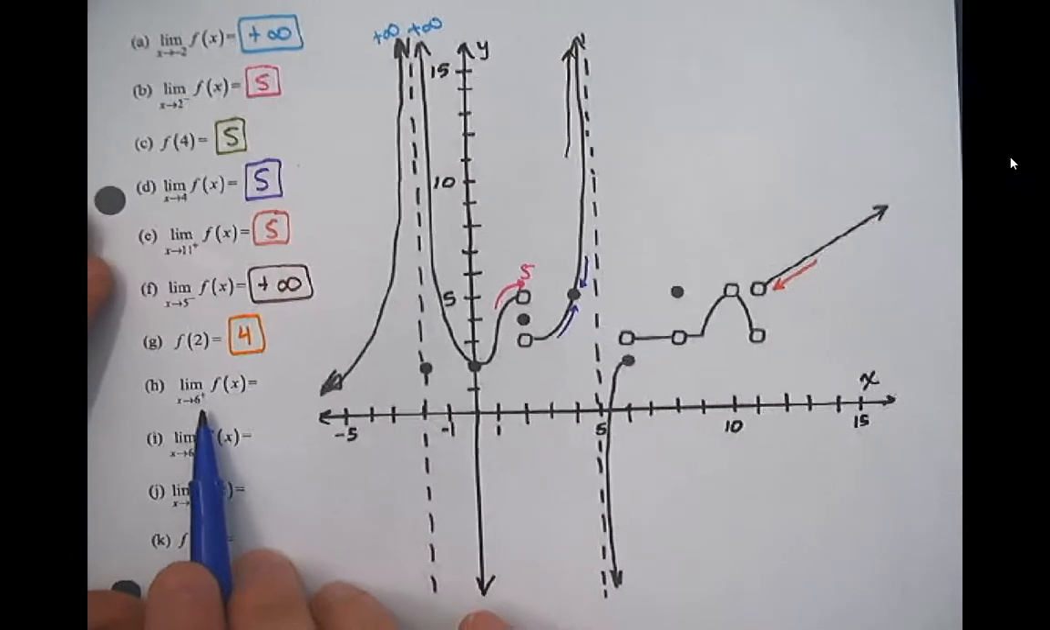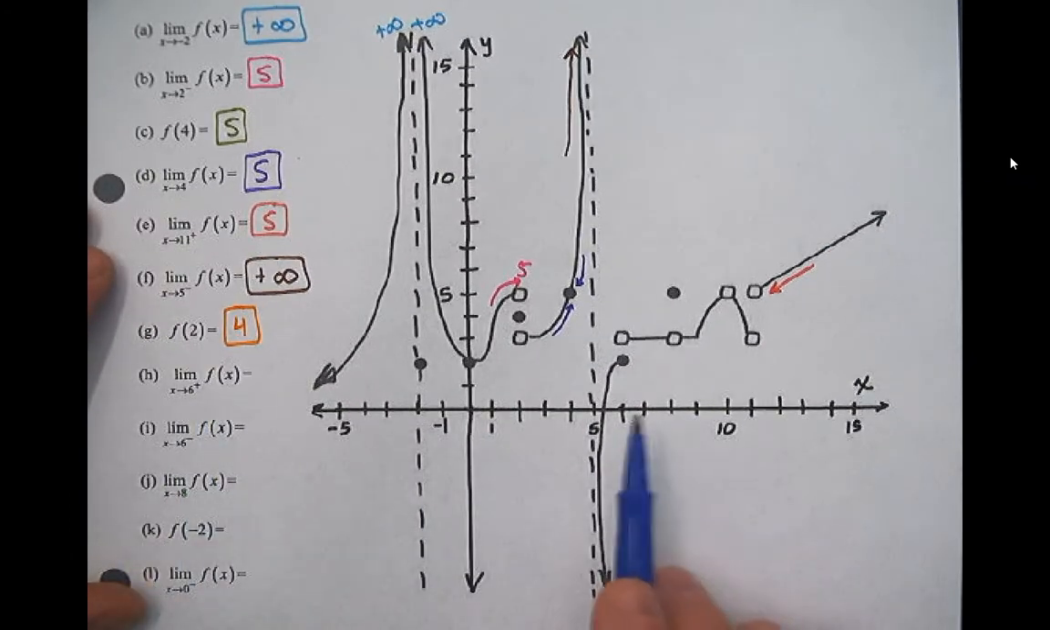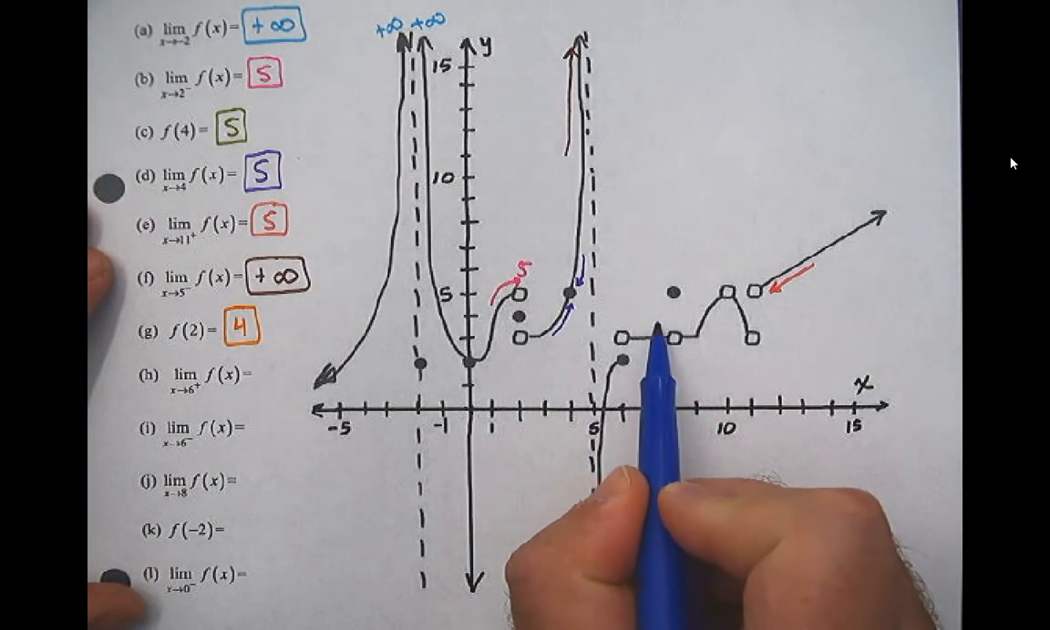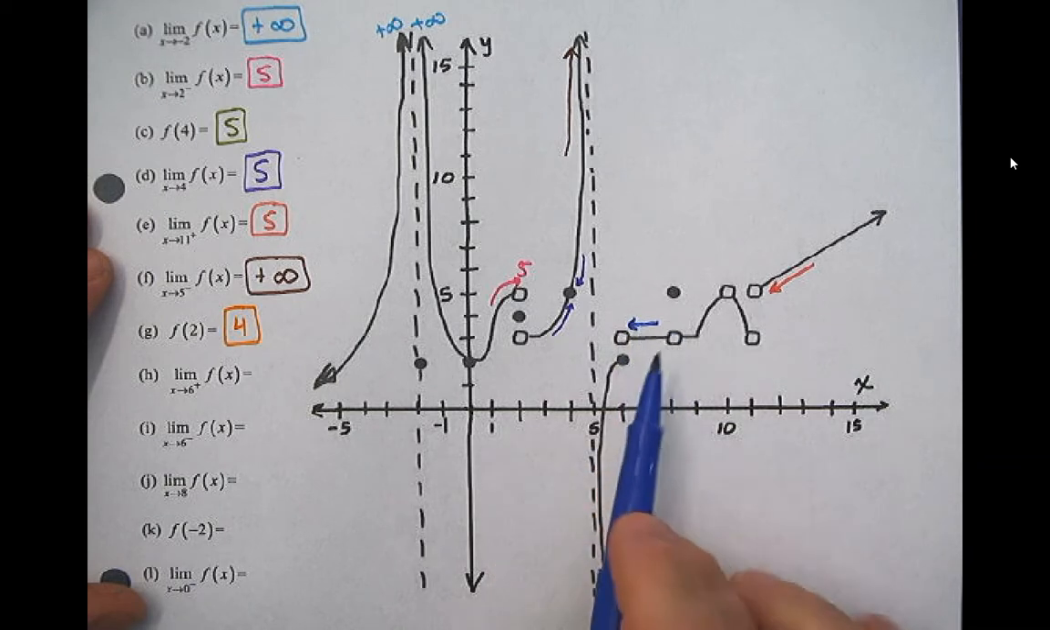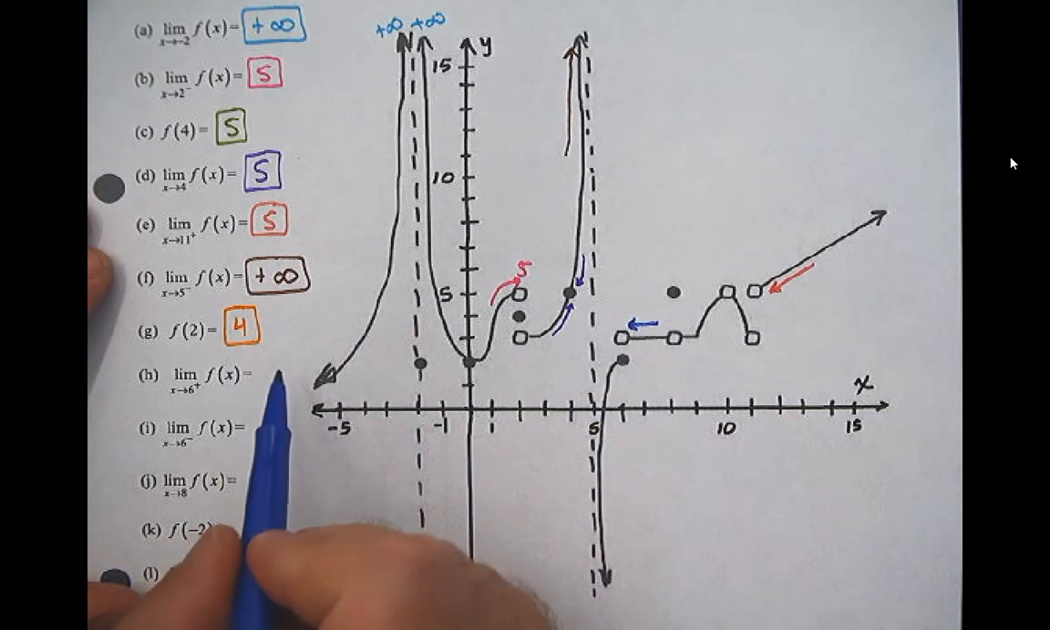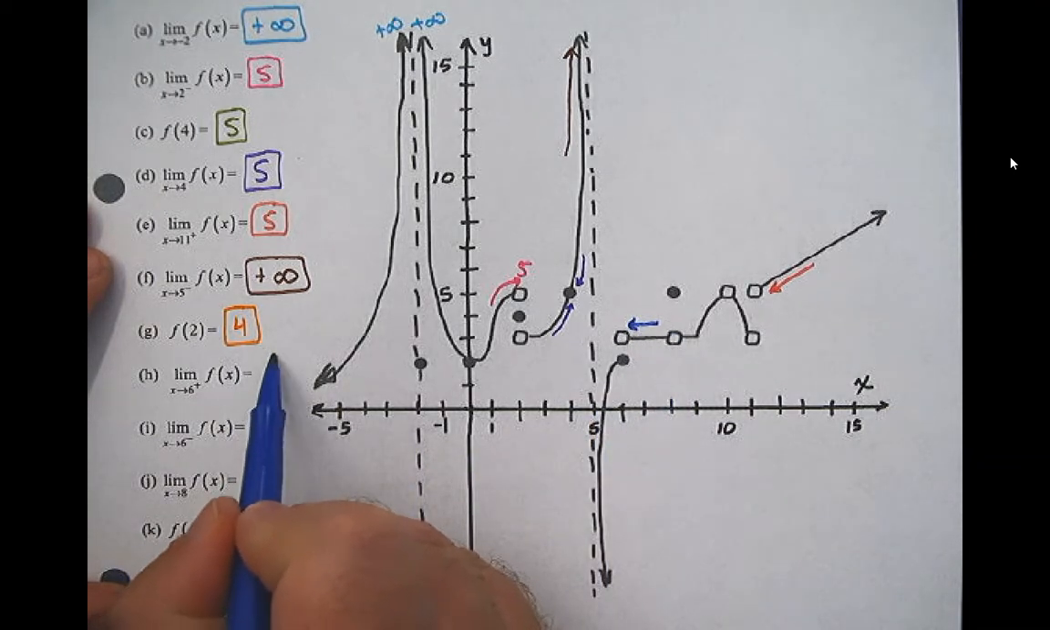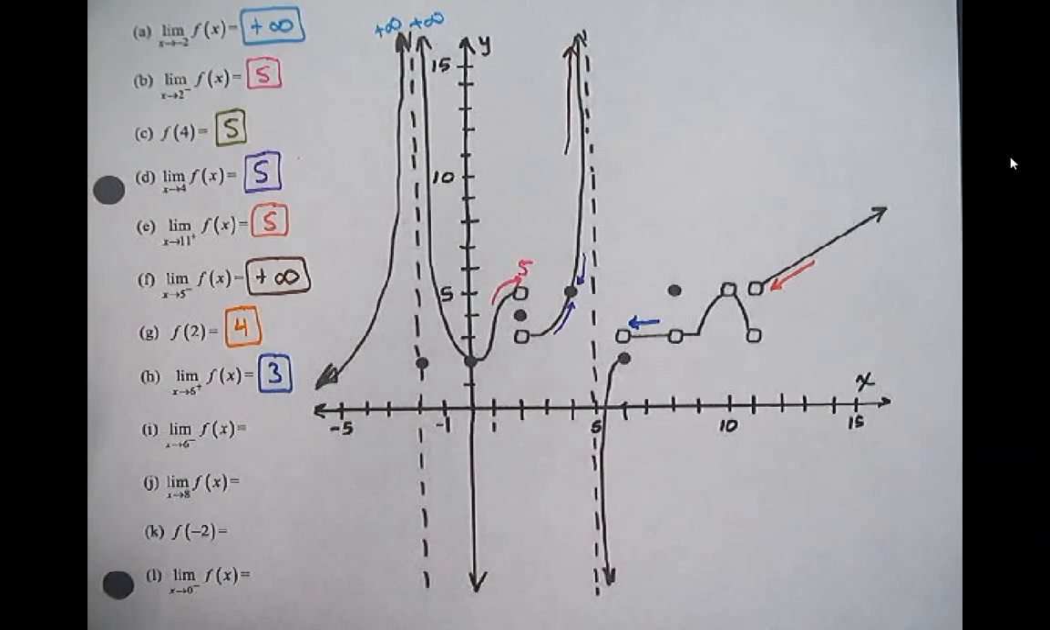Okay, what's happening as we approach 6 from the right? So here's 6. I'm coming from the right side. So from the right, I'm trying to get to a height of 3. I don't actually get there, but it's where I'm trying to go. I'm not going to keep reminding you.